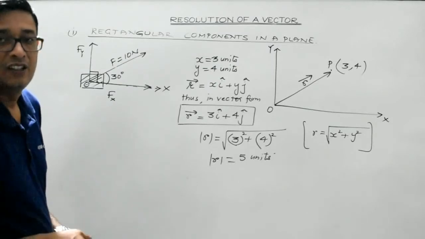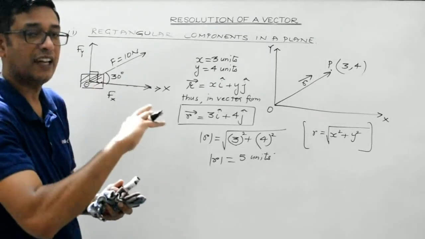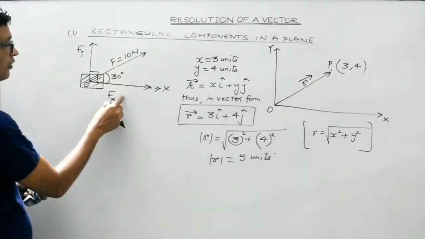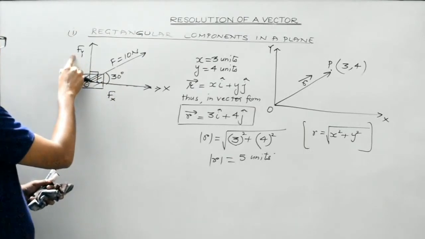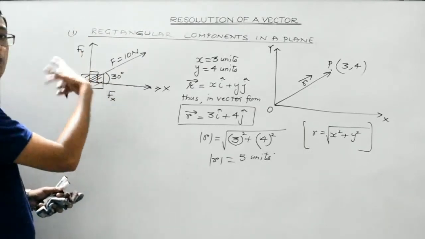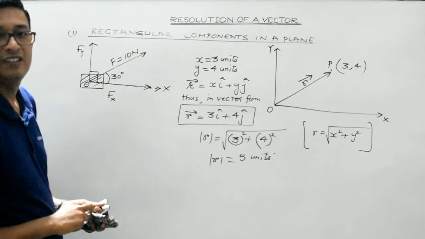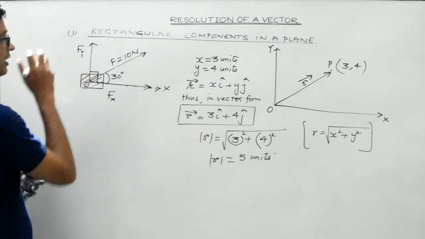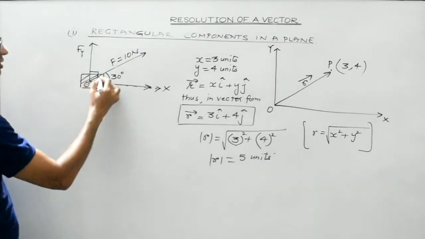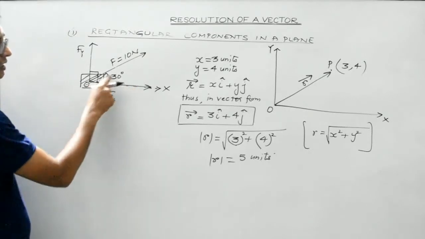Clear? So you can consider the vice versa as well. F is the resultant of Fx and Fy, or Fx and Fy are the components of F. Clear? So let's find out Fx and Fy. Now just now we have considered this is theta. Here theta is 30 degree.